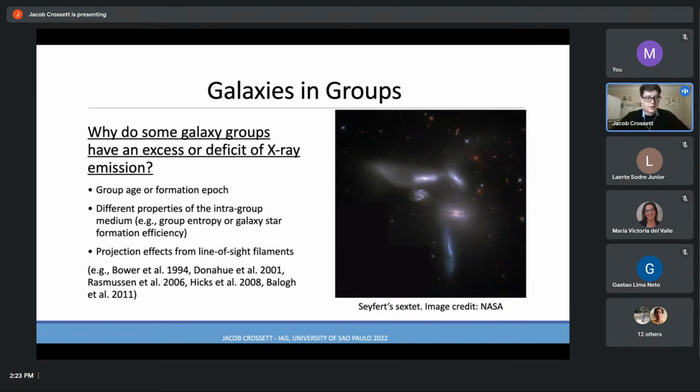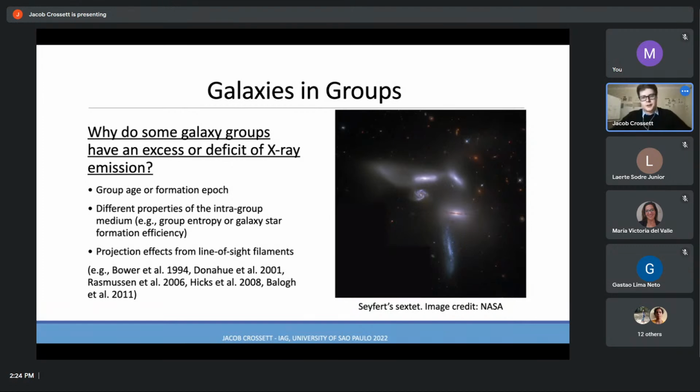Now there are a few theories about why that is, including differences in the group age or formation time, different properties of the intra-cluster medium, including changes in the entropy, or the way the group formed. But it's also muddied a little bit by how we select groups, and things like line of sight filaments can muddy those waters. But I think it's still quite an interesting question why we see some groups that seem to have a stronger intra-cluster medium than others.